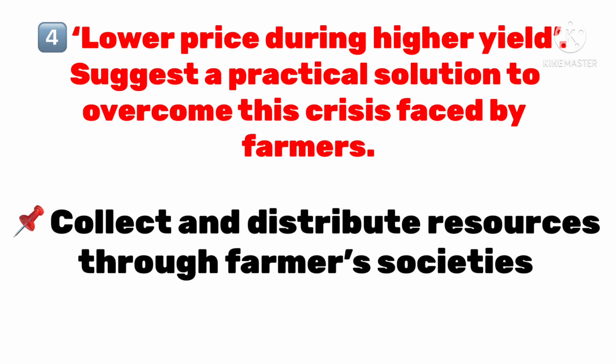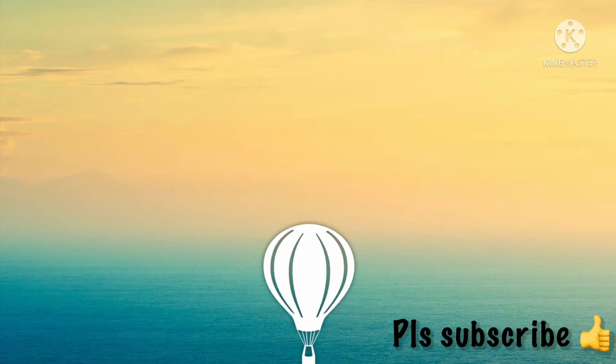Fourth question. Lower price during higher yield. Suggest a practical solution to overcome this crisis faced by farmers. Collect and distribute resources through farmer societies.